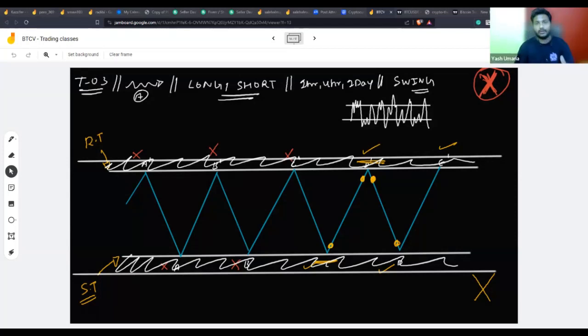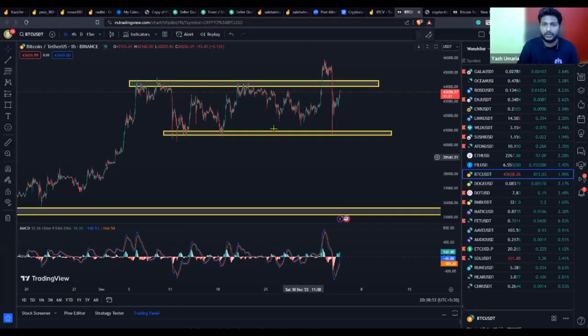So what I'm trying to tell you is that in this trading setup 03, I mentioned that instead of drawing a horizontal trend line, you must draw a horizontal zone. Of course, one is going to be a resistance zone and the other one a support zone. The market will move between these two zones, and the same thing is happening right now on Bitcoin. The market is moving between these two zones.